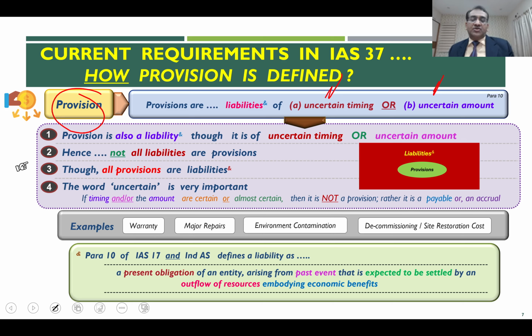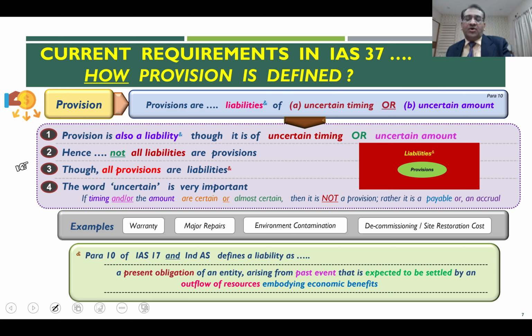is very important. So if, for example, the timing or the amount is certain or almost certain, then it will not fall within the definition of provision, rather it will be an accrual. So for example, if suppose you have taken some services from a vendor and the invoice is already received, you have not accounted, that technically is accrual because you know the amount, invoice is with you, it is only that you have not accounted. That is accrual, whereas provision is the one which is of uncertain timing or uncertain amount. If the invoice is not received, you are estimating something based on, let's say, your prior experience, that could potentially fall within the definition of provision.